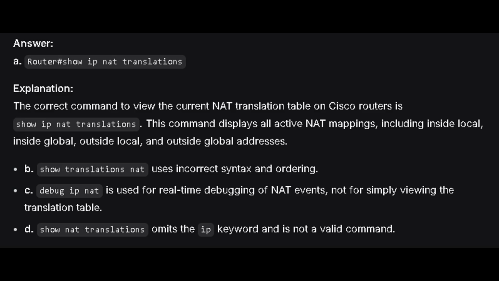Explanation: the correct command to view the current NAT translation table on Cisco routers is show ip nat translations. This command displays all active NAT mappings, including inside local, inside global, outside local, and outside global addresses.